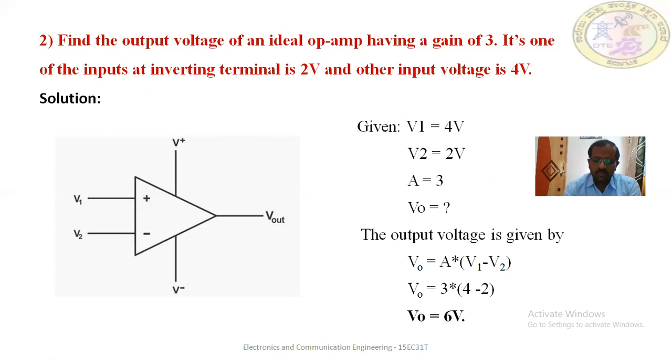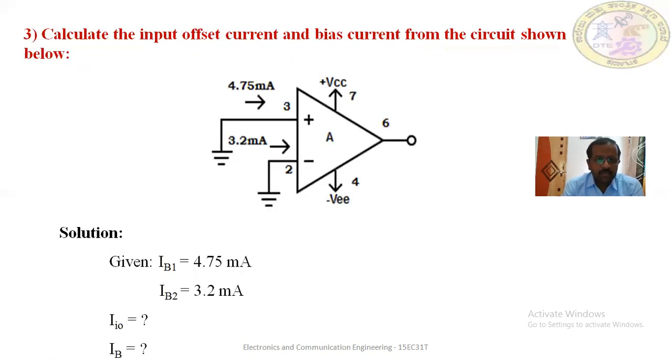Okay. And if you move to the next problem, in this case he is asking to calculate the input offset current and the bias current from the circuit shown below. Observe the circuit here. In this circuit, the inverting terminal has been grounded, and the non-inverting terminal is also grounded here. And observe it is represented by the parameters of the current here.